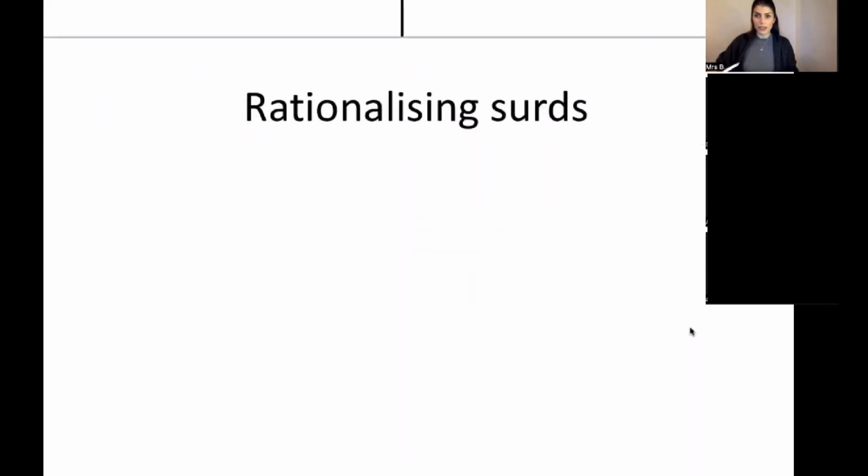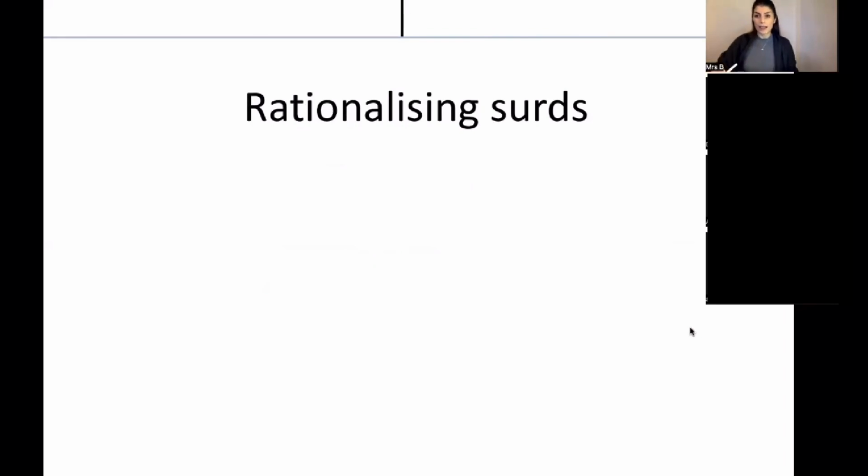Okay, so we've done expanding brackets. We're going to move on to rationalizing surds. So this is the last part of our lesson today. And it's the last skill that you need to learn. We're going to obviously go through it quickly, but just try to take as many notes as you can and ask any questions afterwards. Rationalizing surds.